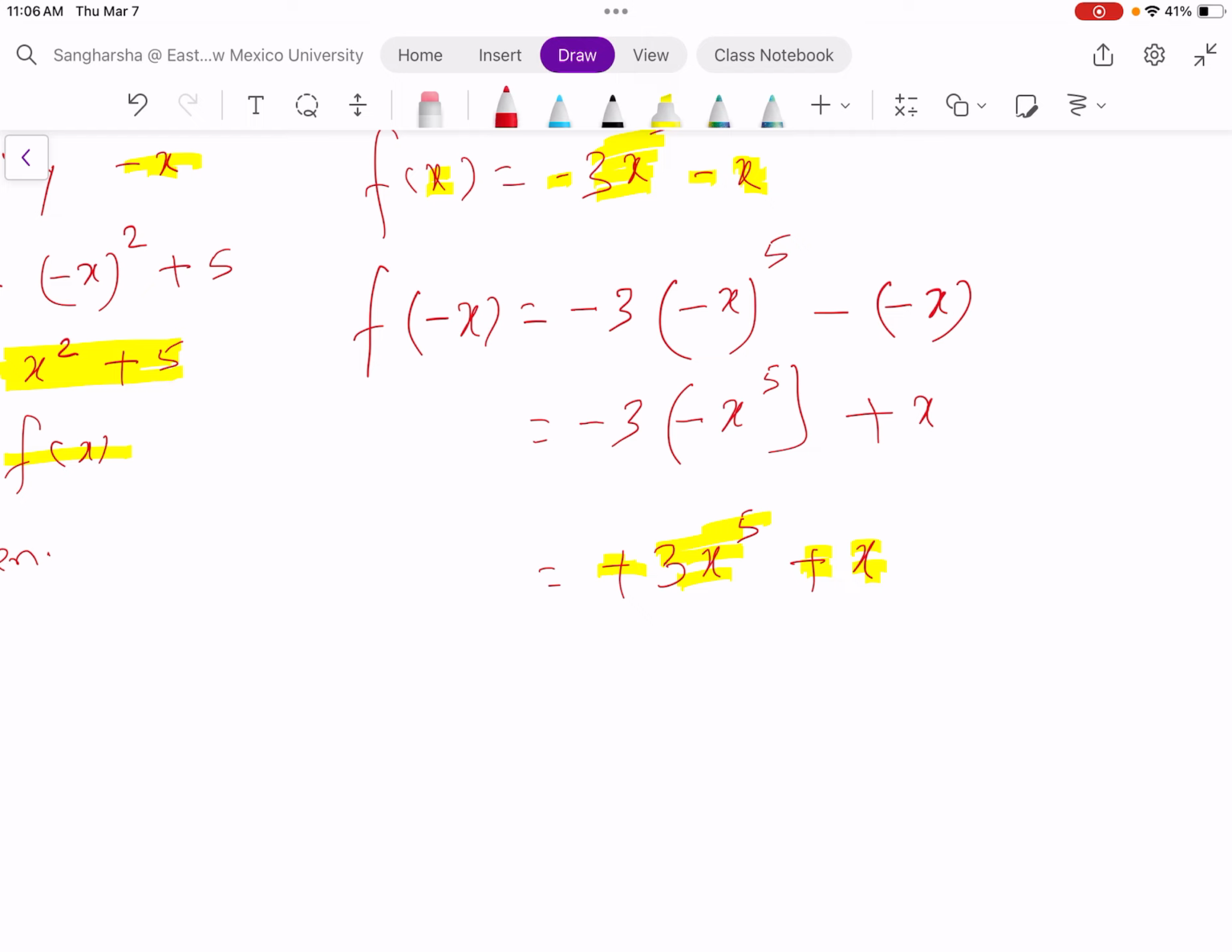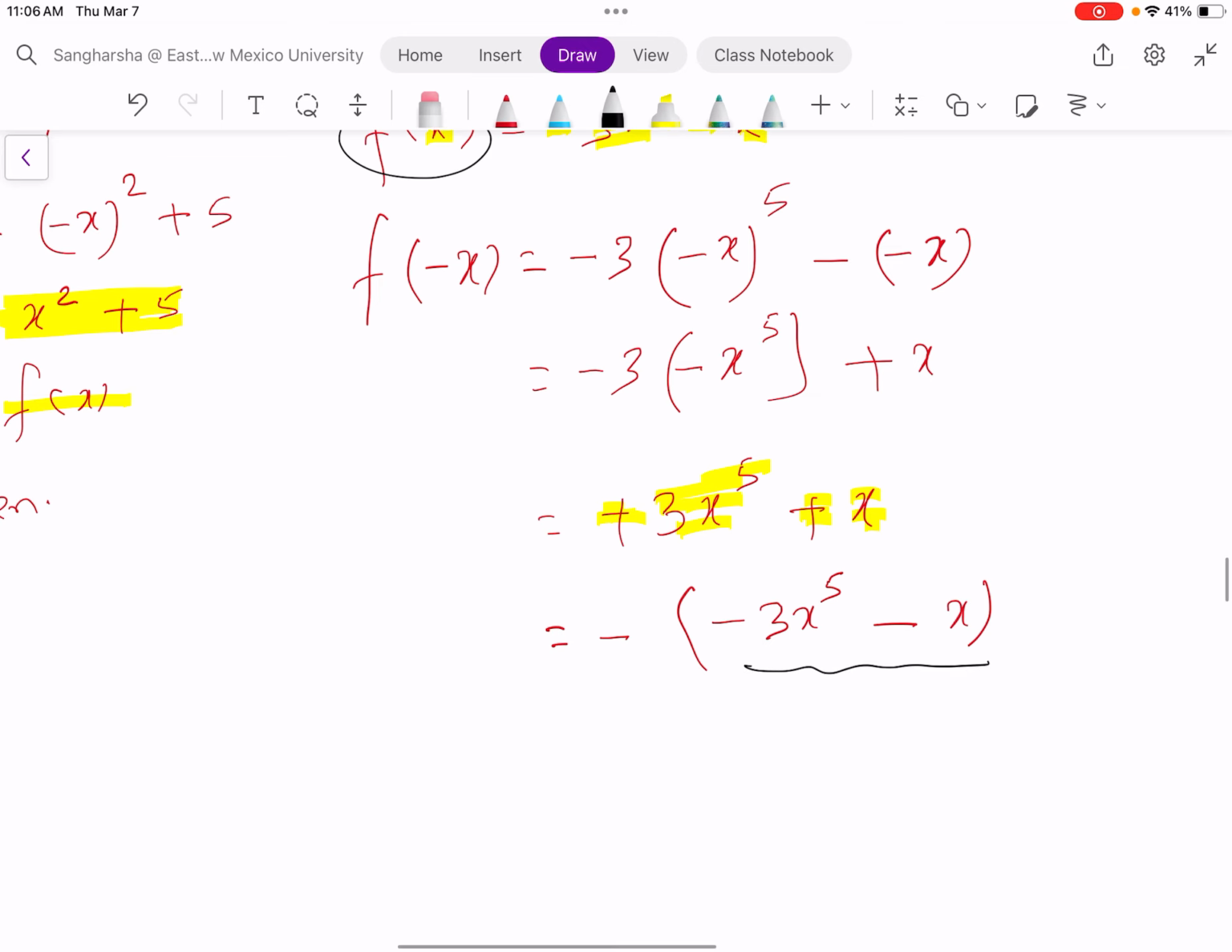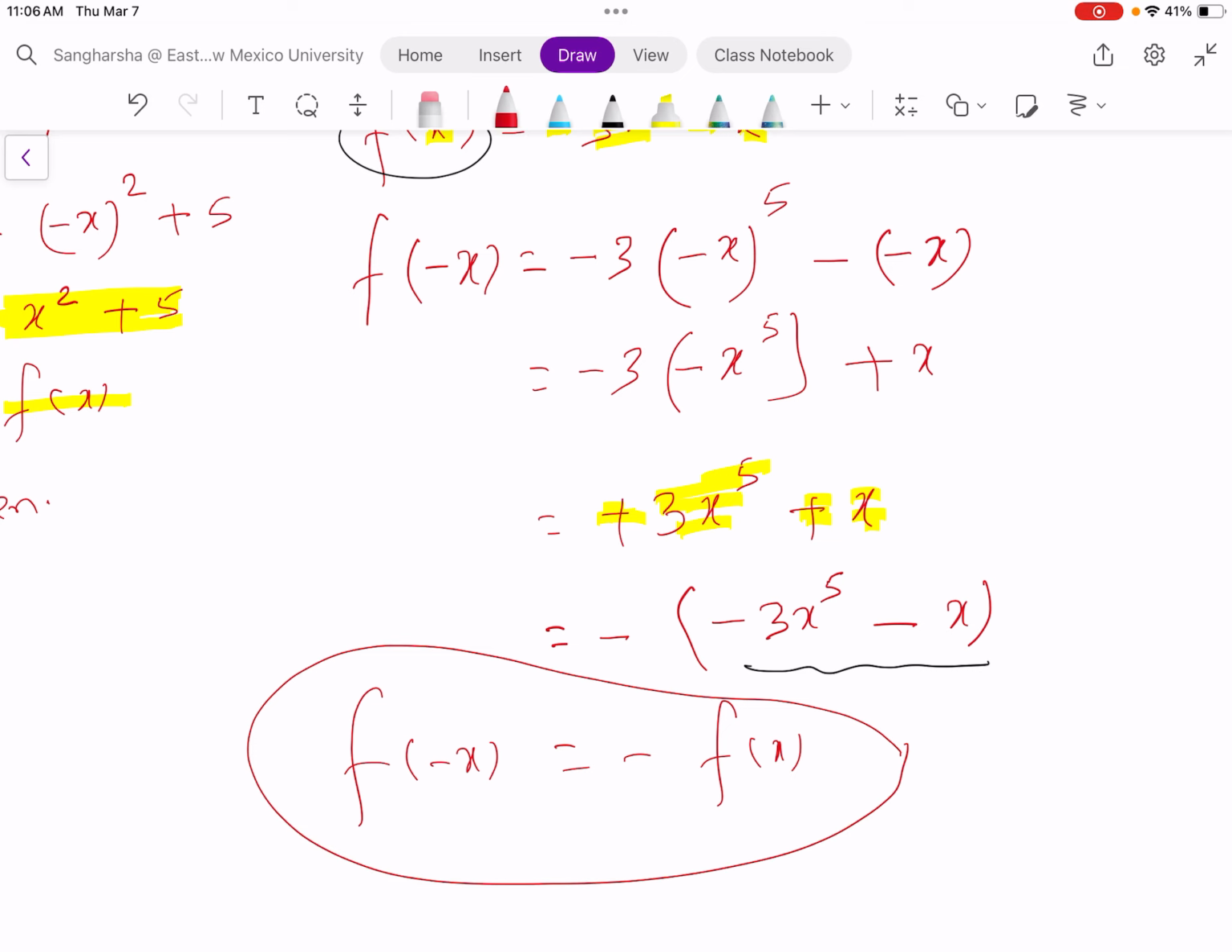We can rewrite this by factoring out negative, and if we factor out negative, the sign of each term changes. So positive 3x to the 5 becomes negative 3x to the power 5, positive x becomes negative x. And what is this? This is our f of x, right? So here we have negative f of x. So if f of negative x equals negative of f of x, then our function f is an odd function.